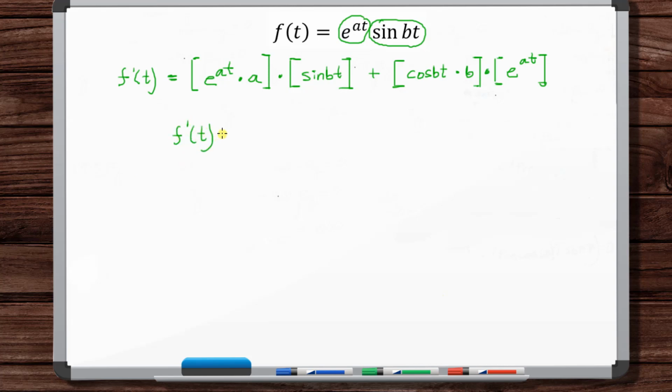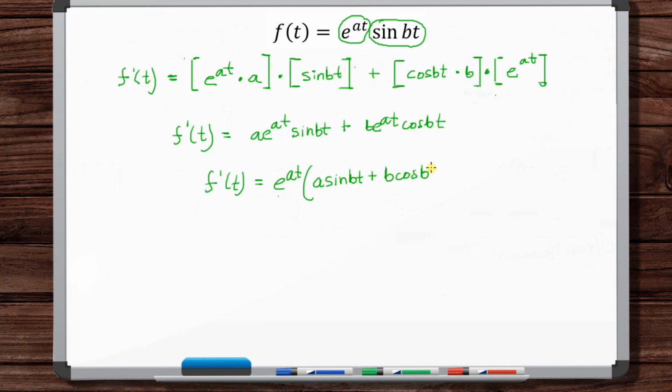Now we just need to clean it up. Now we can factor out that e to the at, and that is your answer.